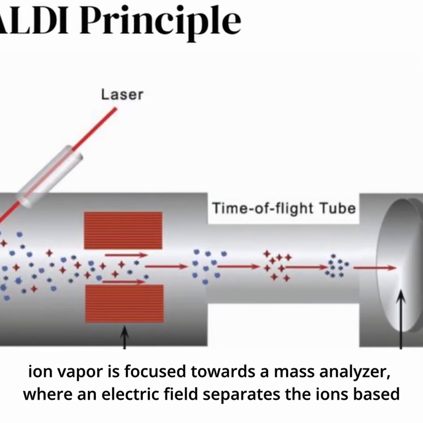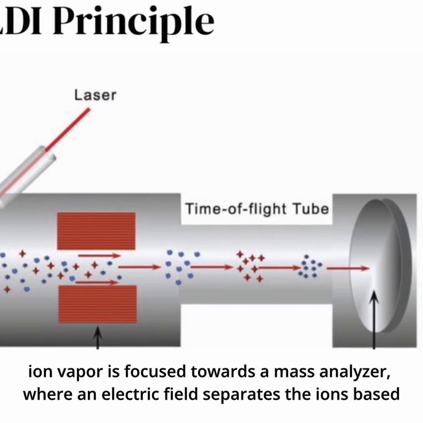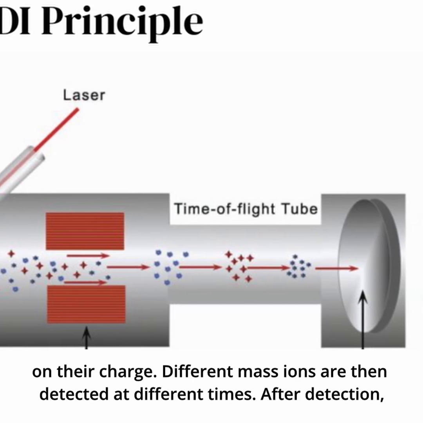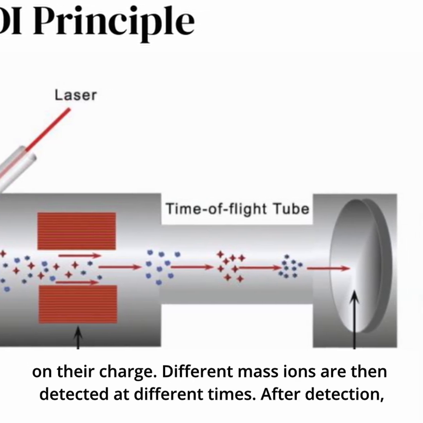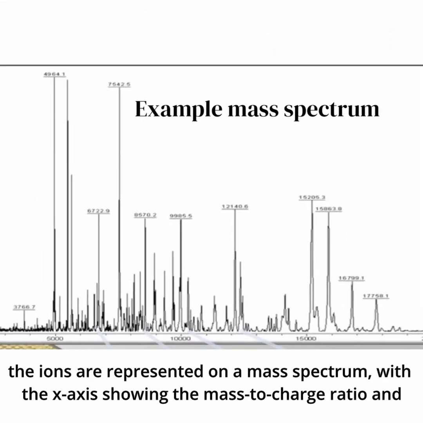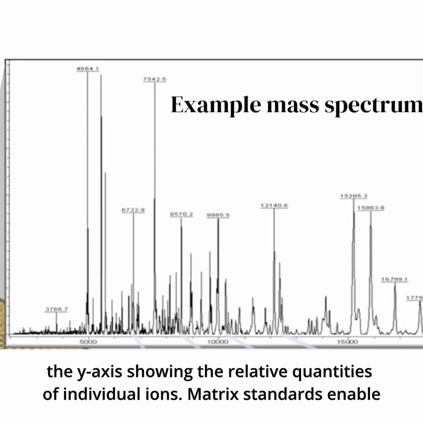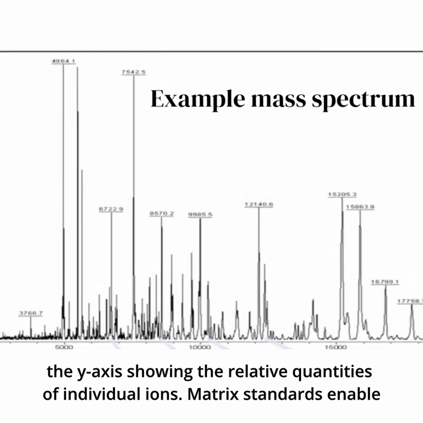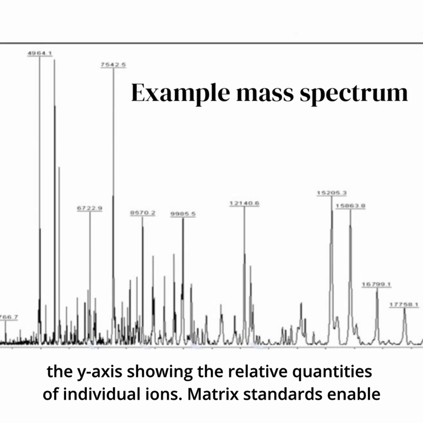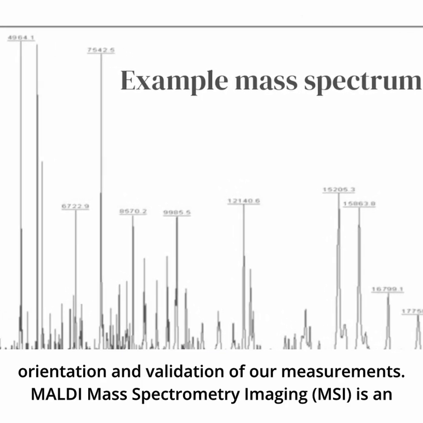This ion vapor is focused towards a mass analyzer, where an electric field separates the ions based on their charge. Different mass ions are then detected at different times. After detection, the ions are represented on a mass spectrum, with the x-axis showing the mass-to-charge ratio and the y-axis showing the relative quantities of individual ions. Matrix standards enable orientation and validation of our measurements.